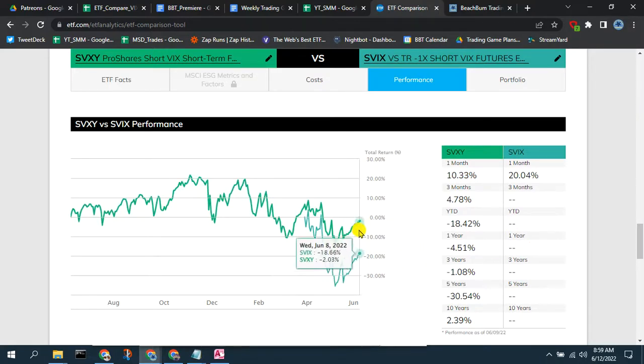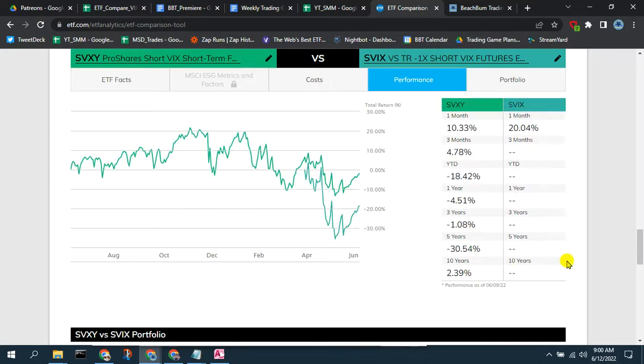So in the green is SVXY versus SVIX. We can see in general they track pretty closely together, but SVXY is performing better than SVIX. SVIX has had a more significant drawdown and really hasn't achieved very much in terms of positive returns since its inception. So we see SVXY for the month was 10%. This is saying SVIX has 20%, but it's showing negative 20.